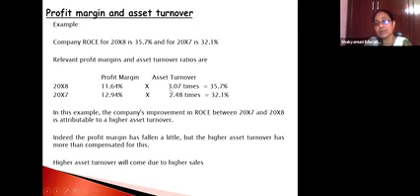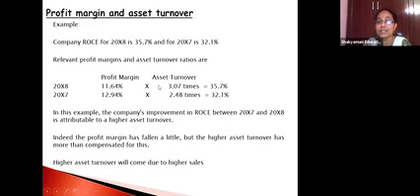Here, if you see the sales are very high. If you see the asset turnover, the sales are high compared to the previous year. Why? Because the asset turnover is high. Asset turnover is high means we have a lot of sales using the assets, but the profit margin is low, right? What could be the reason for that?